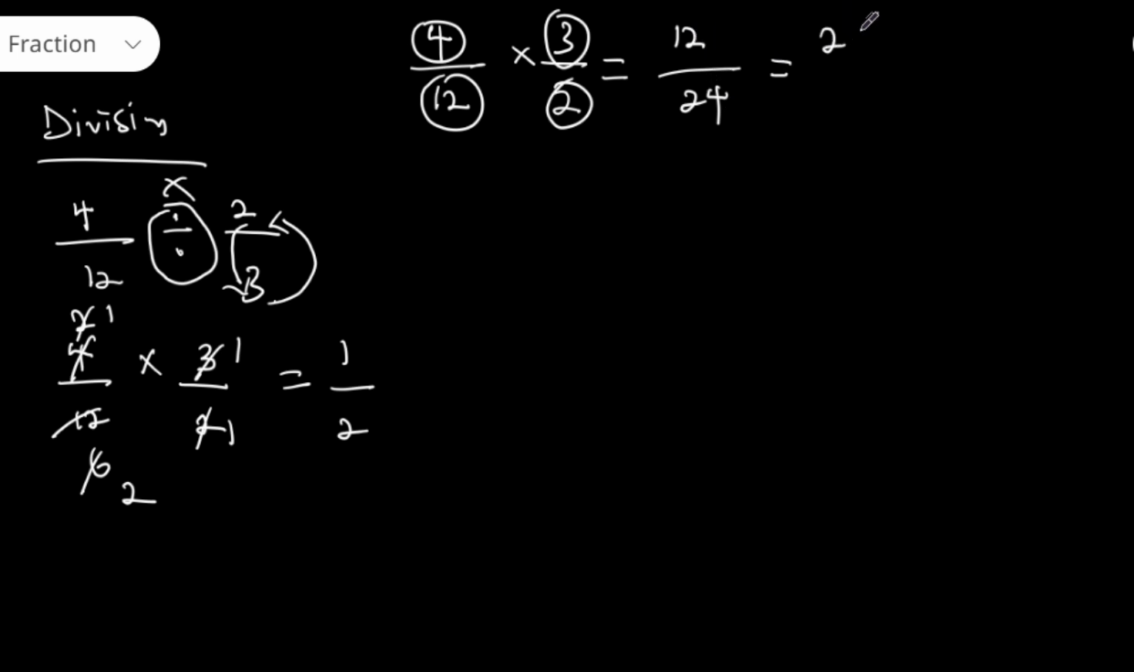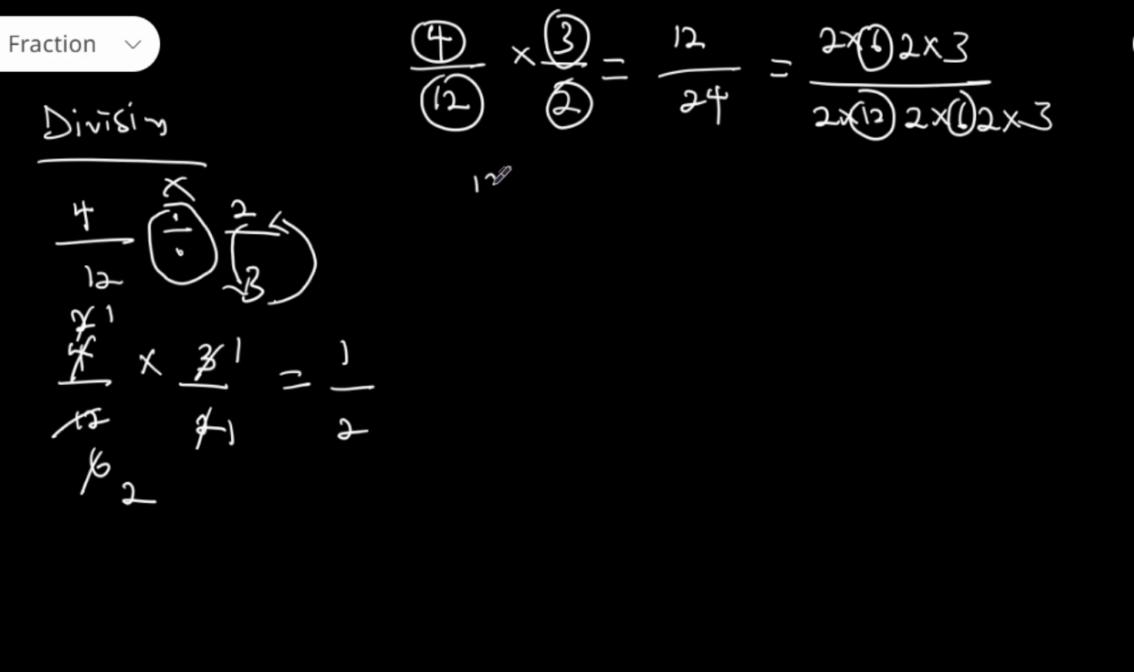12 is the same thing as 2 times 6. We can still split 6. 6 is the same thing as 2 times 3. 24 is the same thing as 2 times 12. 12 is the same thing as 2 times 6. 6 is the same thing as 2 times 3. So that 12 over 24 will be, 12 is the same thing as 2 times 2 times 3, while 24 is the same thing as 2 times 2 times 2 times 3.